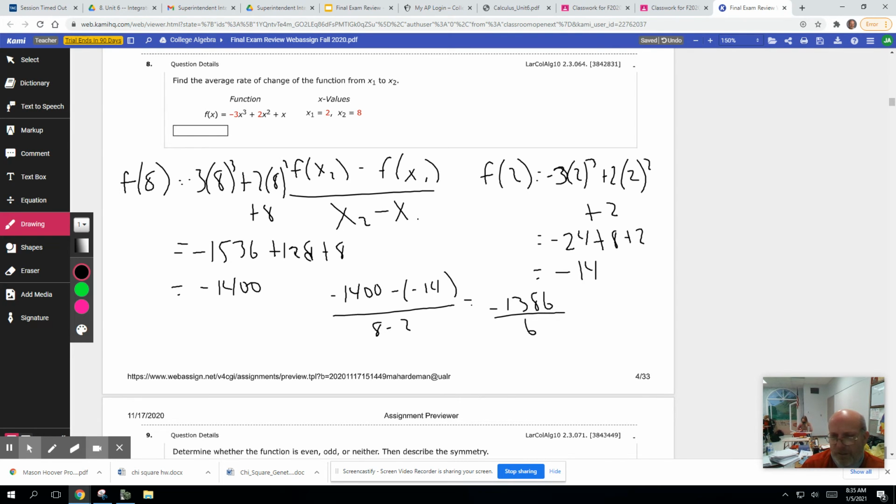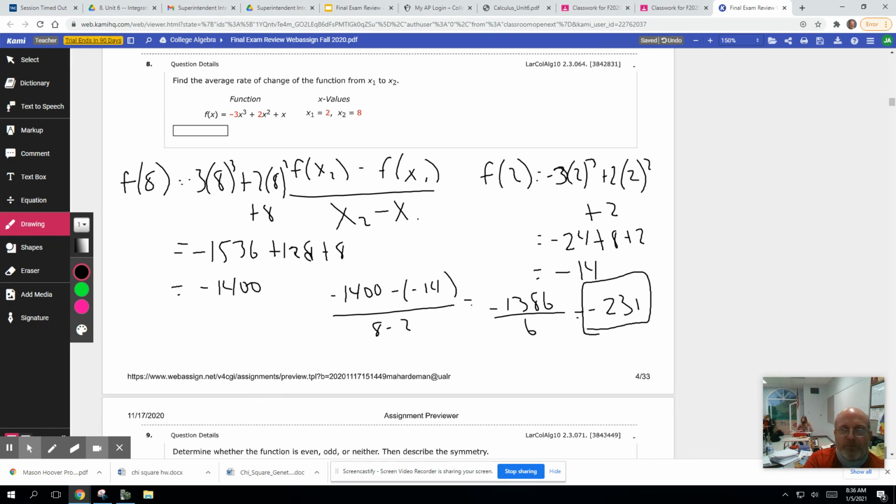If we simplify that, that's going to be negative 331, if I'm not mistaken. I'll verify that. 231? Sorry, you were close. It's pretty close. Negative 231 should be the average rate of change.